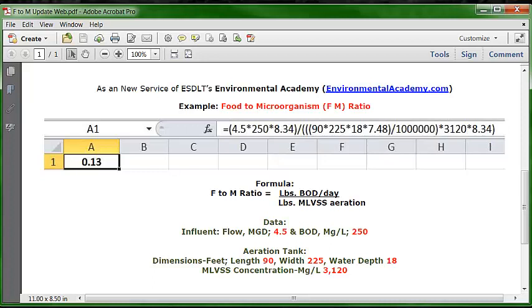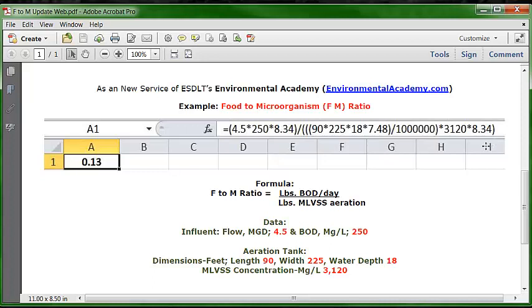The last thing I want to point out is the details about this 3120. 3120 is given to us as mixed liquor volatile suspended solids. And in fact, you may not be given MLVSS. You may be given mixed liquor suspended solids, and given a decimal equivalent for the volatile portion of those solids. Say, for example, you might be given mixed liquor suspended solids as 4,000, and say maybe the MLVSS is 75% of that, some combination of numbers like that.